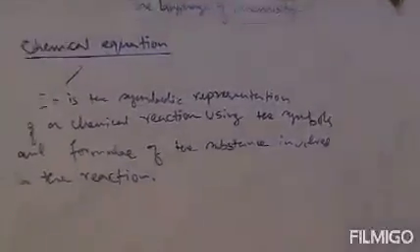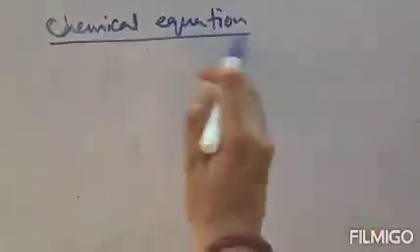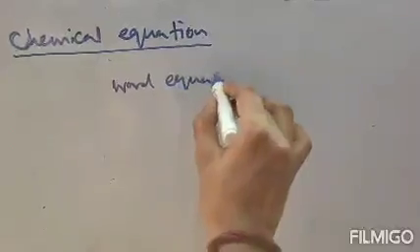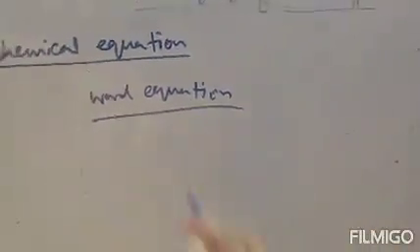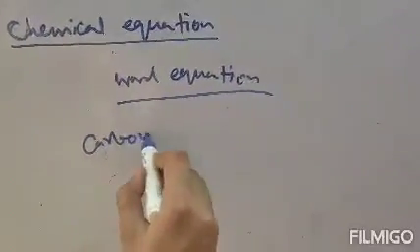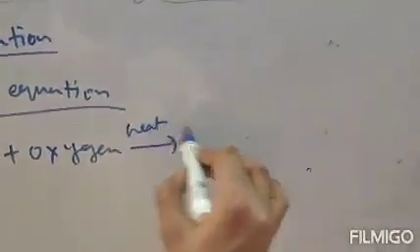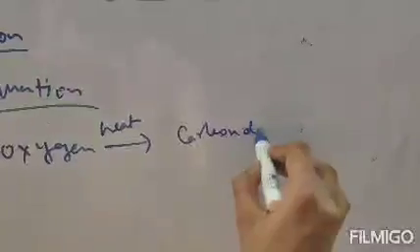So for example, suppose your chemical reaction is first represented by a word equation. A chemical equation is represented first by a word equation. Suppose carbon is burning in air, that is carbon plus oxygen. Carbon is burning in air means oxygen. And if you apply heat, it produces carbon dioxide. So this is your word equation.